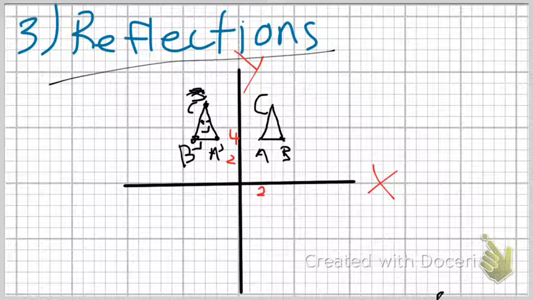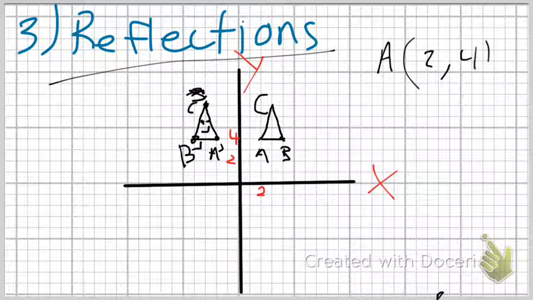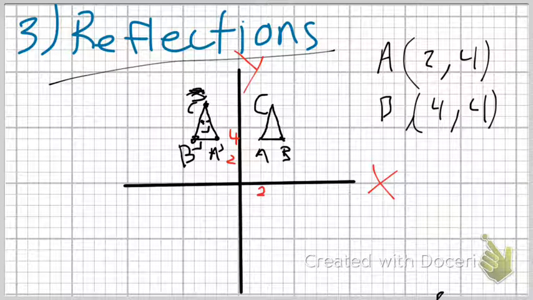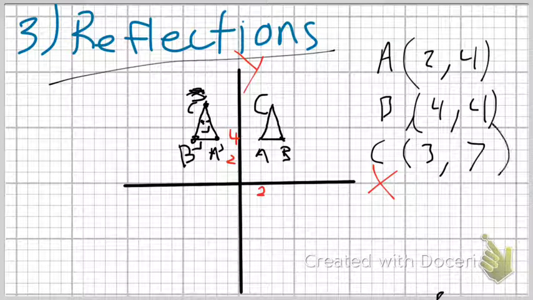Now, if we wanted to label each point, A would be at 2 and 4. B would be at 4 and 4. And C would be at 3 and, what's this, oh, it's a lot. 1, 2, 3, 4, 5, 6, 7. 3 and 7.